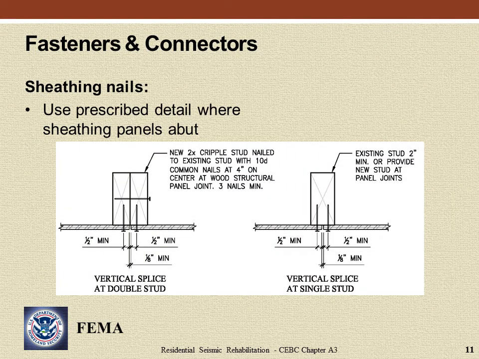Abutting panel edges must either fall on a single common framing member or two framing members, properly interconnected as shown in the CEBC Chapter A3 figure.